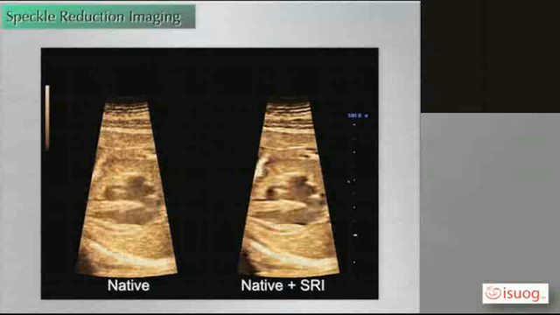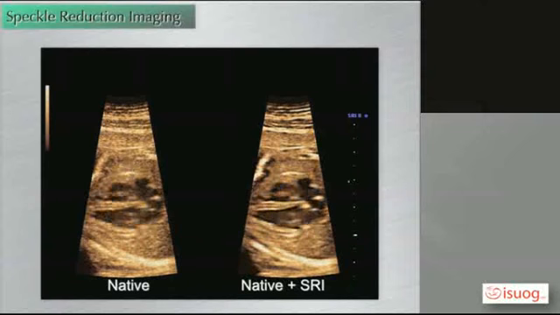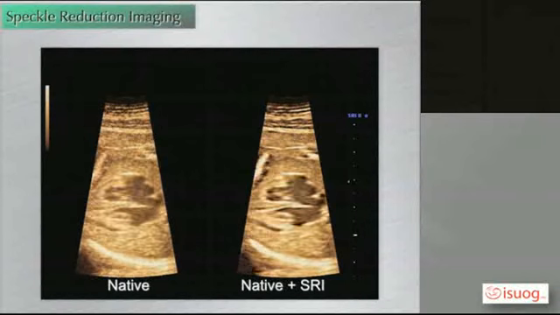This is an example of SRI. These are images recorded simultaneously. On the left is the native image, with no enhancements activated. On the right is the same image with SRI activated.